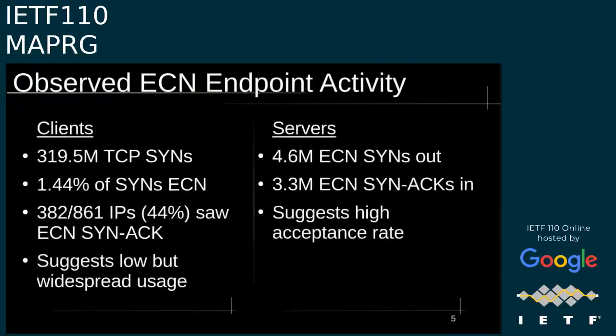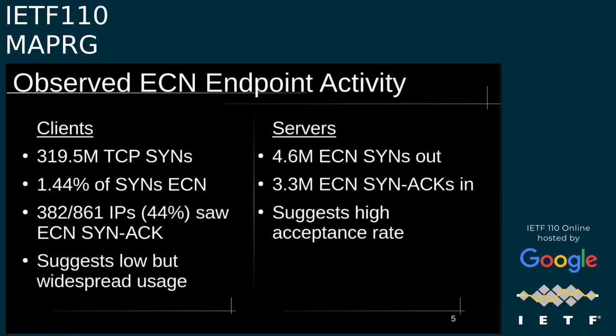So here's what we observed from the endpoints. There are two main things to take away from this. One is that ECN initiation seemed relatively low, but also fairly widespread. And the second is that server acceptance appeared high. Starting with the servers, that should be easy to explain, as most server OSs have supported ECN acceptance for some time now.